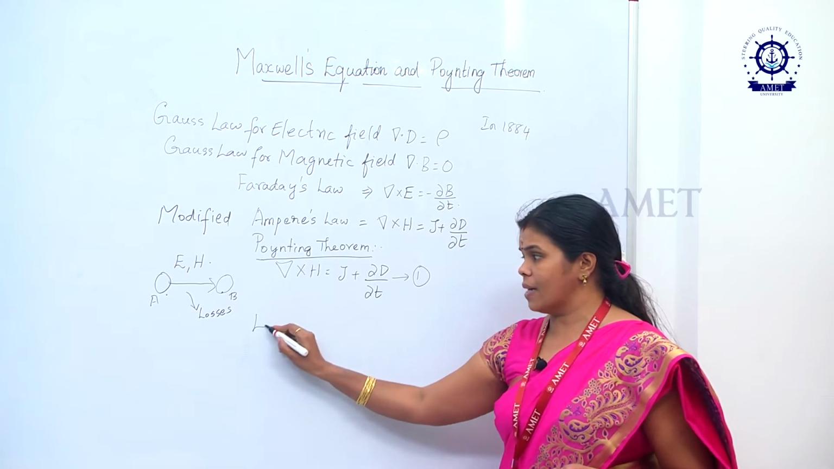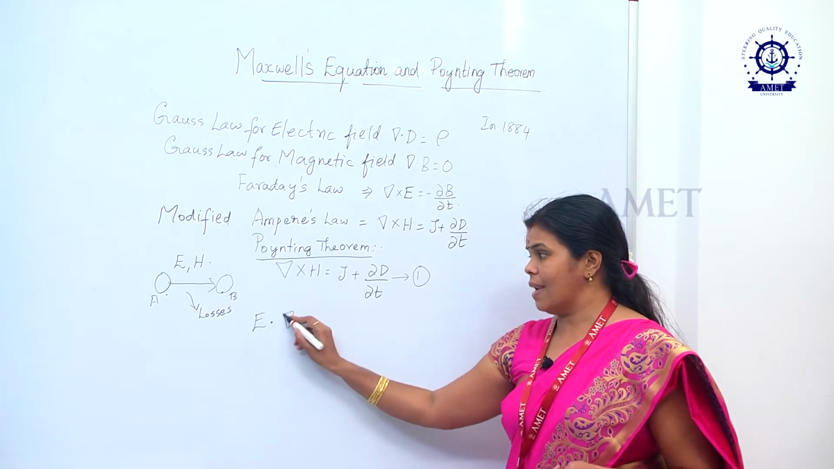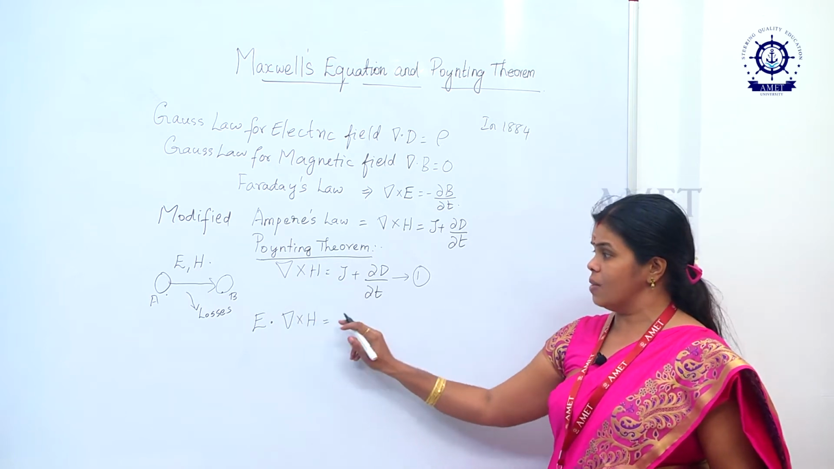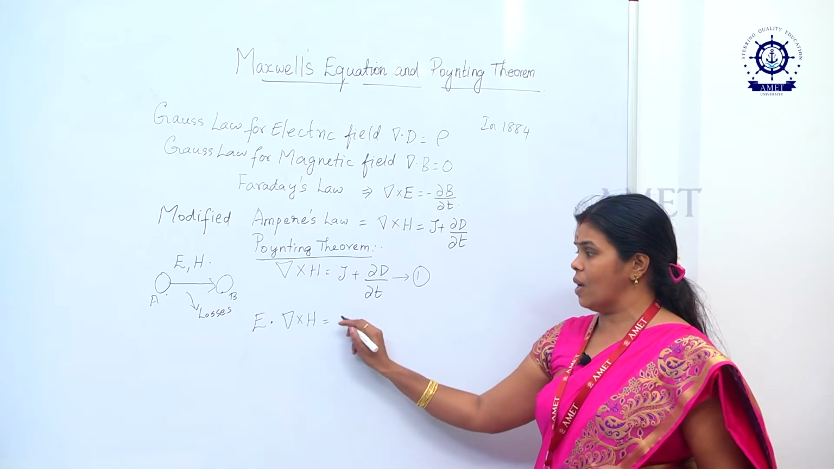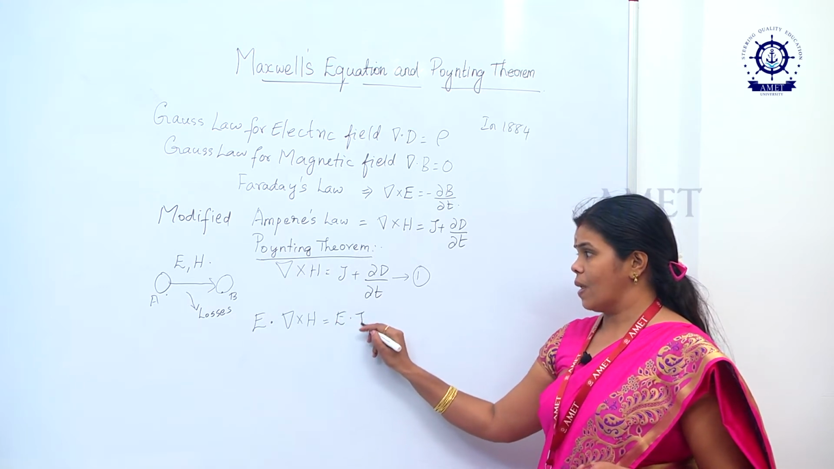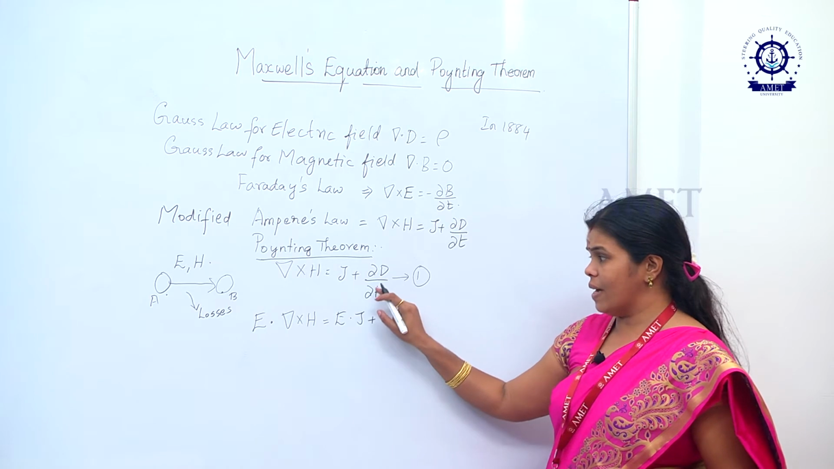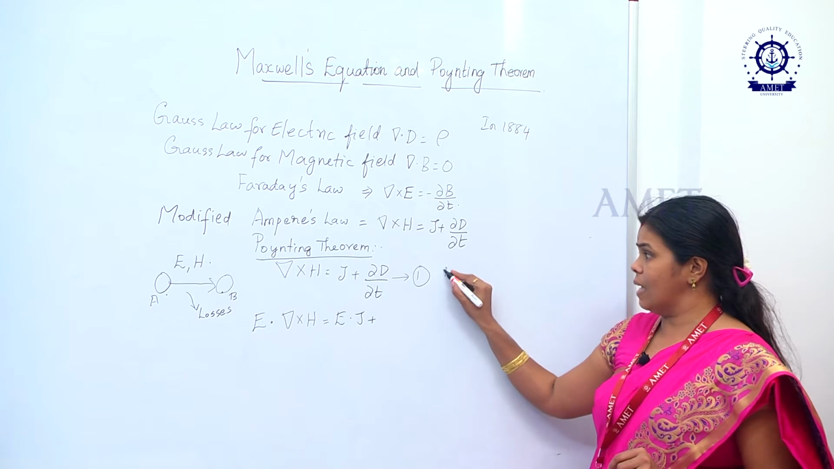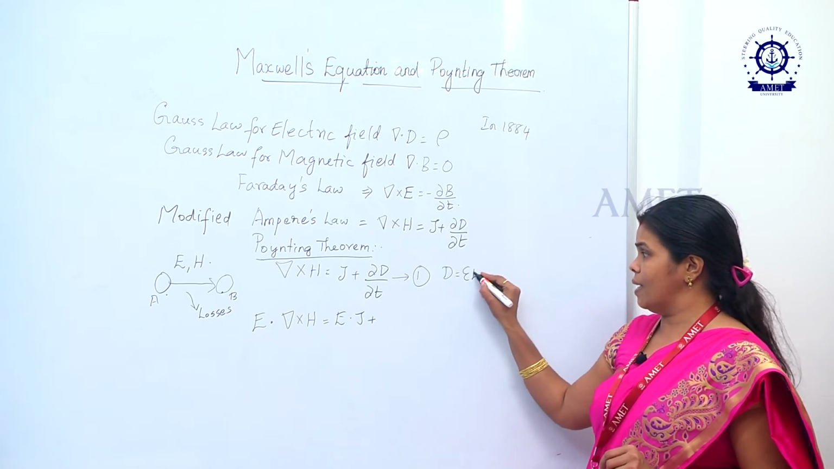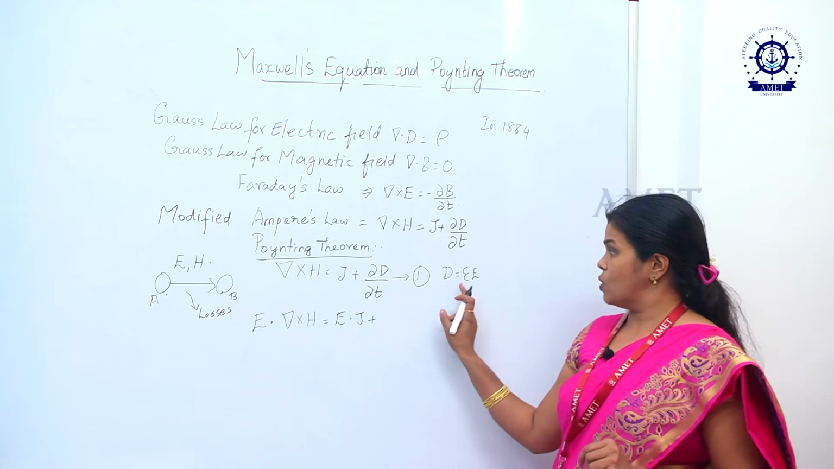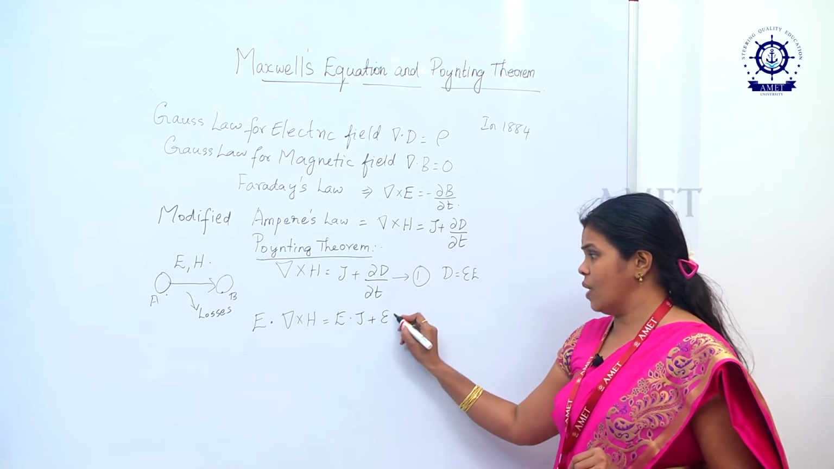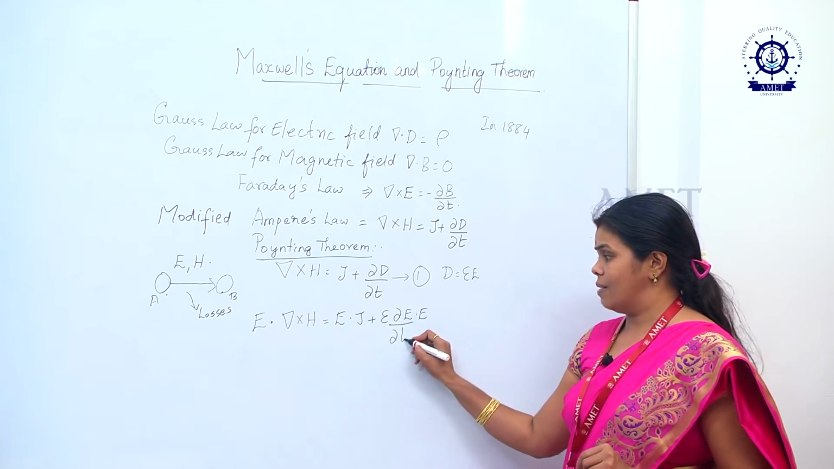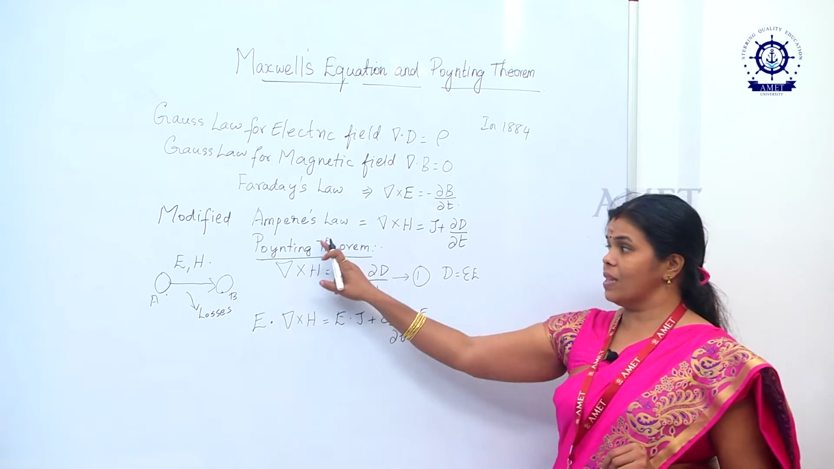Take the dot product, so E dot del cross H, which is equal to, so use the dot product in all the terms. So E dot del cross H, which is equal to E dot J plus this dou D divided by dou T. D means actually it is electric flux density. That D can be written as epsilon into E in terms of electric field intensity. So you write the equation epsilon into dou E dot E divided by dou T. This is the first step in deriving the Poynting theorem.